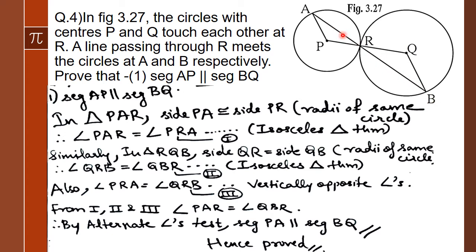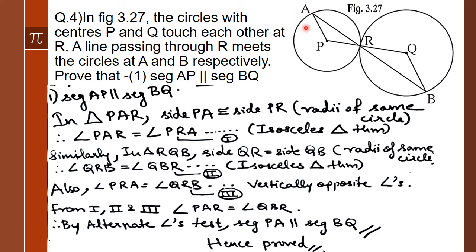This line AB is passing through R. Now we need to prove that segment AP is parallel to segment BQ. So that is what we need to prove. So consider these two triangles, triangle PAR and triangle RQB. Now in triangle PAR, PA and PR are radii of the smaller circle.